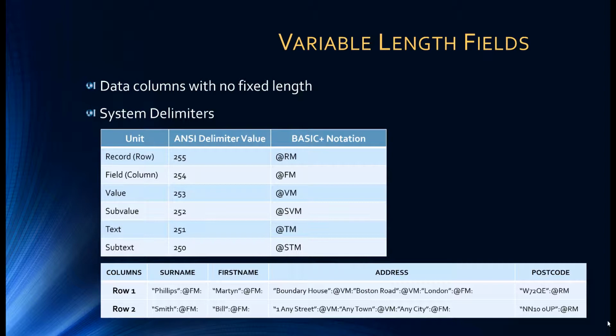So row 1 would be Phillips, and then @fm, which is your field mark, and then Martin with a field mark. Those would be single value columns, and then you've got your multi-value column, which is boundary house, Boston Road, London, and that's all split up with value marks, and then the field mark at the end, which tells OpenInsight that we're finished with the multi-value, so now go back to the next multi-value or the next single value, and the postcode is a single value.